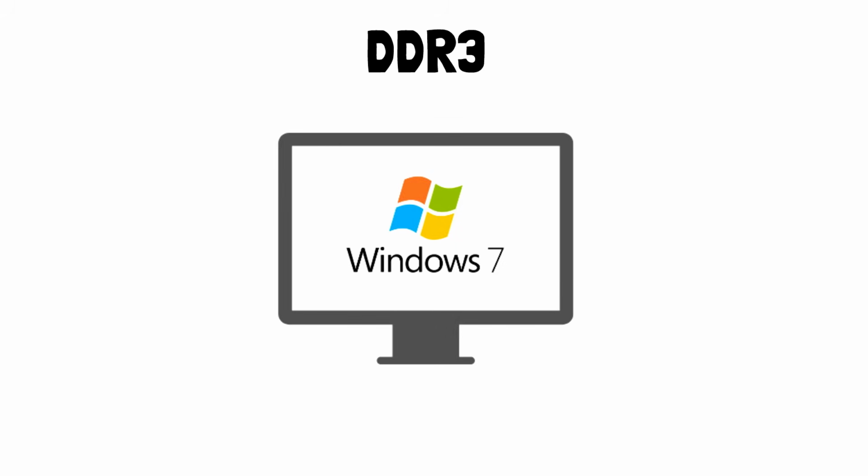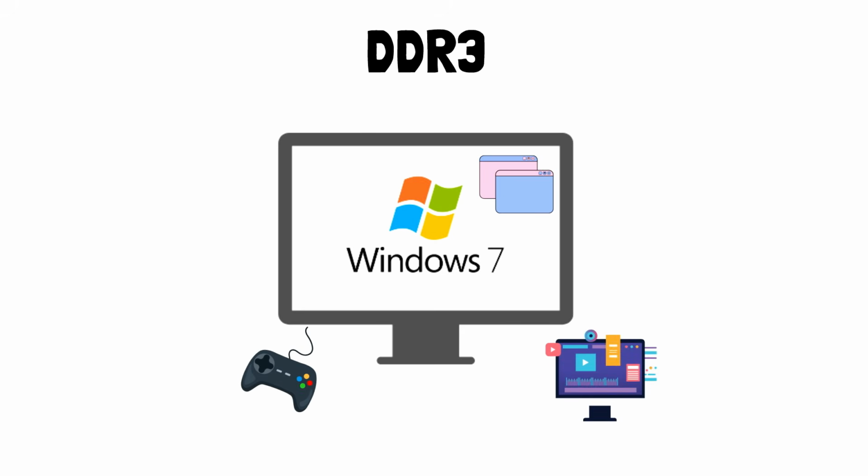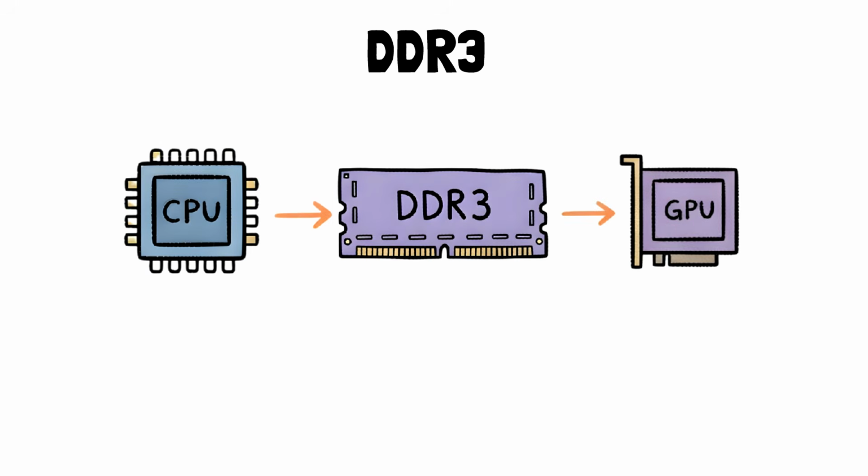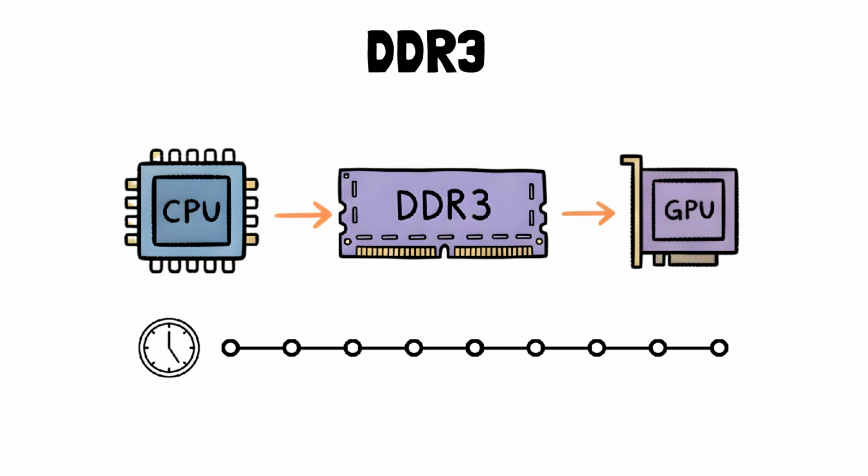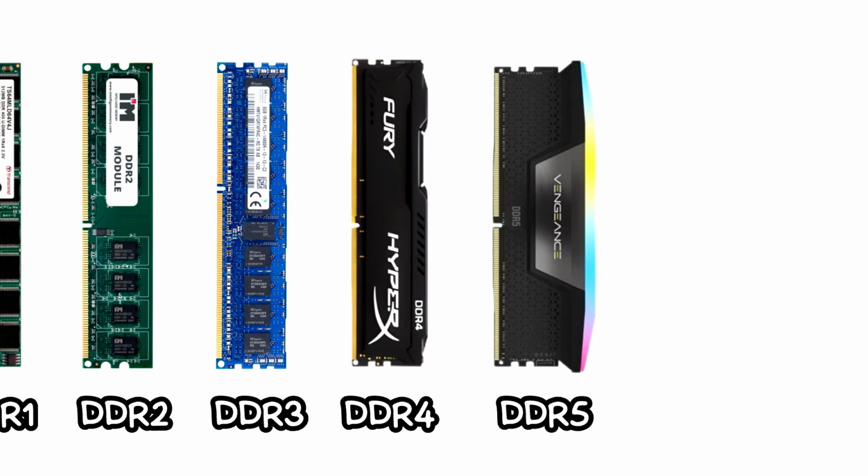DDR3 paired perfectly with Windows 7, which was better optimized than Vista. This combination delivered smooth multitasking, faster game loading times, and solid performance for video editing and productivity. Because of its balance and reliability, DDR3 systems stayed relevant for nearly a decade.